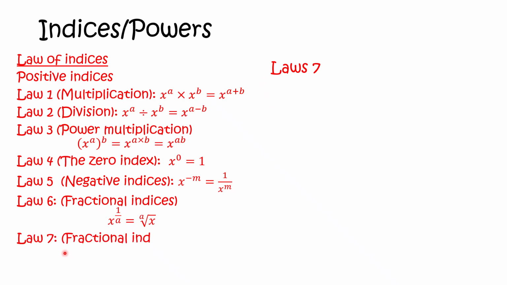Let's look at law number 7. So law number 7 is about fractional indices once again. So now if we have x to the power b over a, then we can have a situation in which we find the a-th root of the base x, then raising everything that we get to the power b, or we start by raising the base to the power b, then finding the a-th root of what we have obtained.